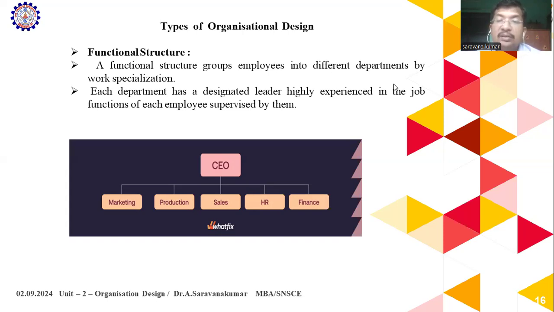Functional structure. So everyone knows about the functions. Functions are nothing but different types of departments: HR, marketing, production, sales, like that. So a functional structure groups employees into different departments by work specialization. Each department has a designated leader, highly experienced in the job, who supervises the performance of each employee.